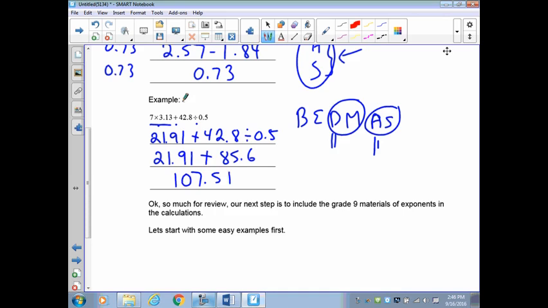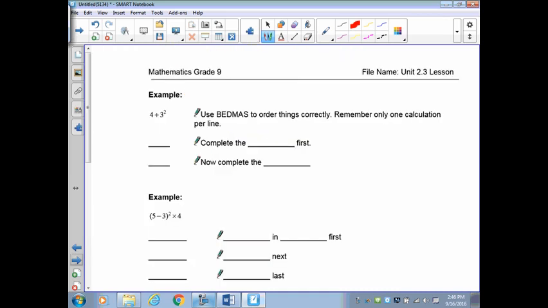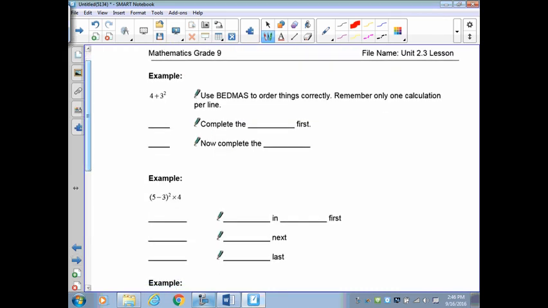All right. So much for review of grade 7 and 8. Let's move on to our next one. Now what we're going to do is we're going to include exponents. Now, all we're really doing, in terms of BEDMAS, is this little E here, we've never really used it much, but now it comes into play.